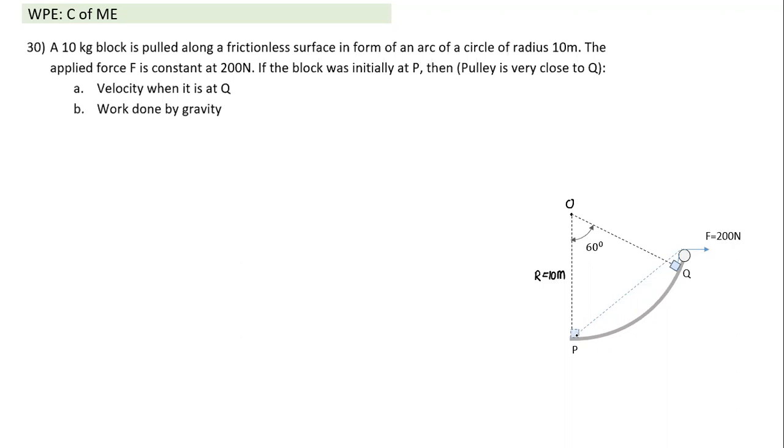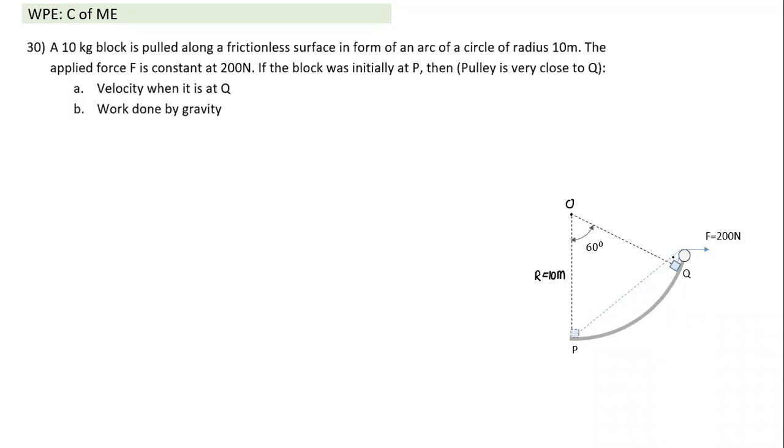Initially, the block was at this position. As we keep applying this force, the mass of the block is 10 kg, and this force is greater than its weight. So naturally, when you apply this force, this block will move along the surface and reach up to point Q, very close to the pulley.